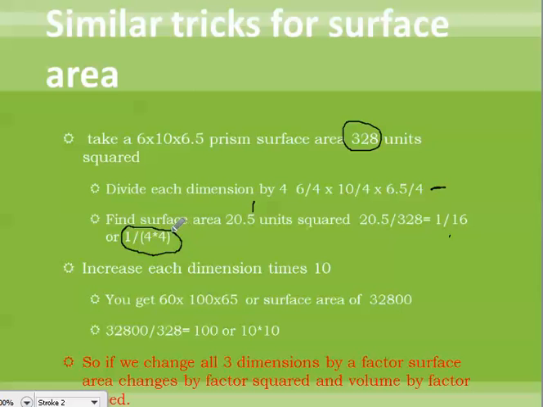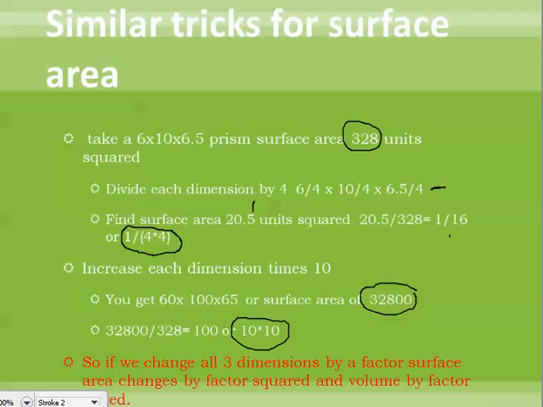Surface area, 2 dimensions, 2 numbers. Interesting. If I increased each one by 10, I would get a 60 by 100 by 105, which is 32,800. 32,800 divided by 328 is 100, or 10 times 10. I was increasing by 10 and I multiplied it by 2.